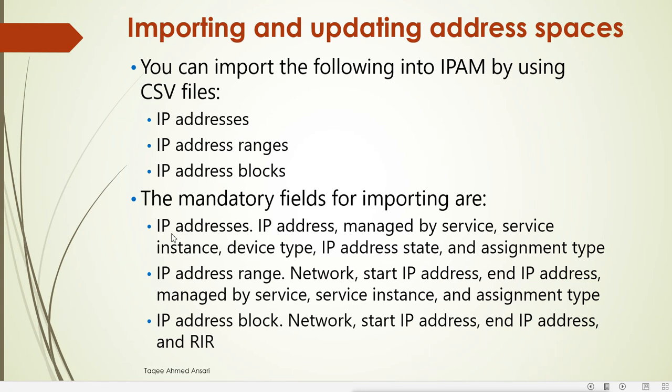So in the CSV file you have to have a field like IP addresses managed by service, and the service which is managing the IP addresses, either DHCP or something else. The service instance and device type, then the IP address state, assigned or not assigned, and assignment type, dynamic or static. Then for an IP address range: network start IP address, IP addresses managed by service, service instance and assignment type. Or we can go for an IP address block: network start IP address and RIR. So this information we have to mention in the CSV file if we want to import the information about the IP addresses.